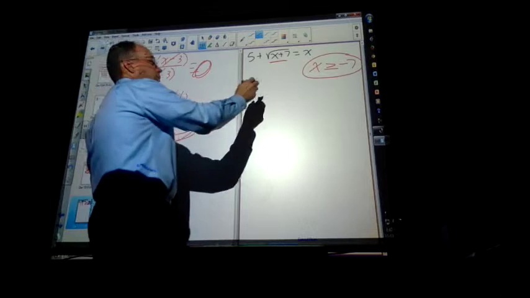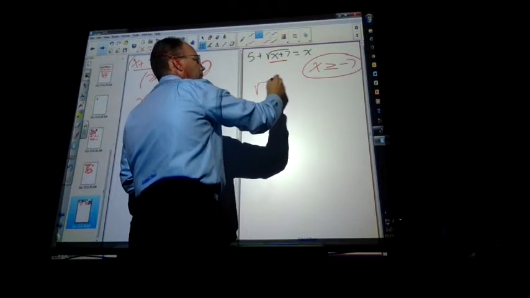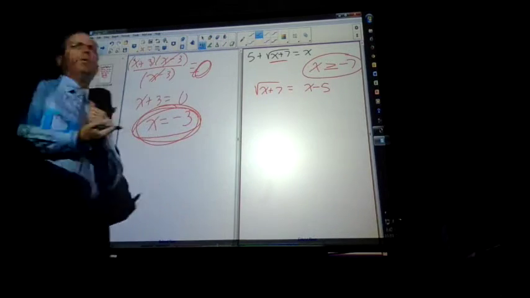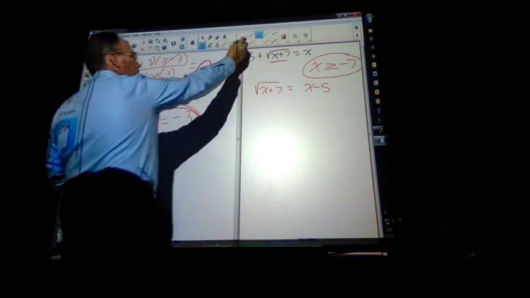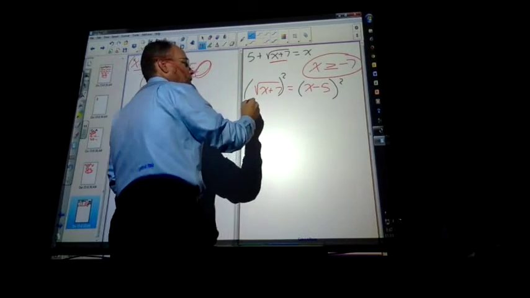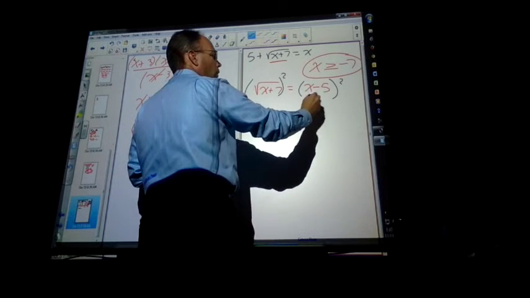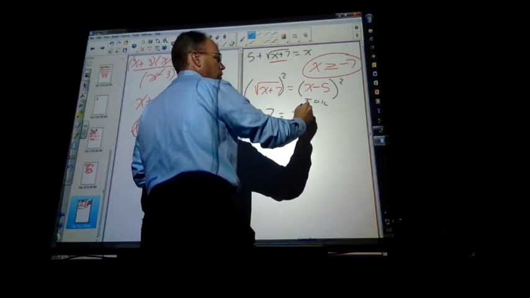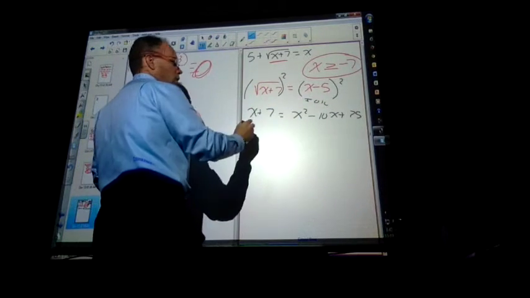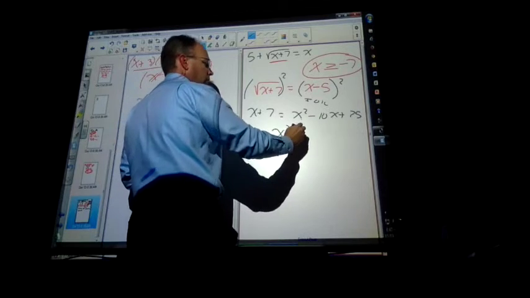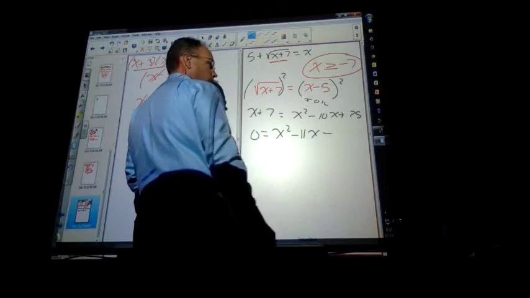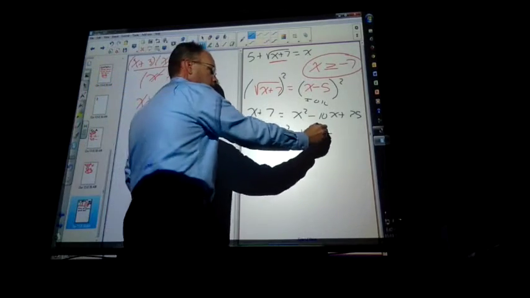All right, so let's solve this problem keeping this in mind. I have x plus 7 over here, and I'm going to make that equal x minus 5. I just subtracted 5 from both sides. Let's group. So I'm going to square both sides to get rid of the radical. That's going to give me x plus 7 here. FOIL this. That's going to give me x squared minus 10x plus 25. Move these over, so 0 is equal to x squared minus 11x plus 18.